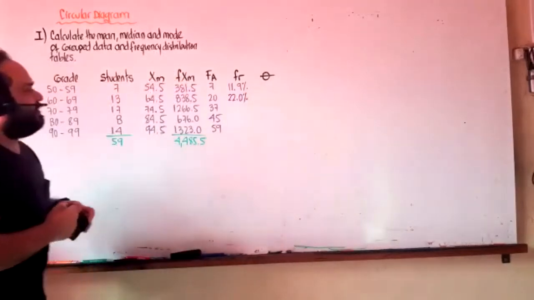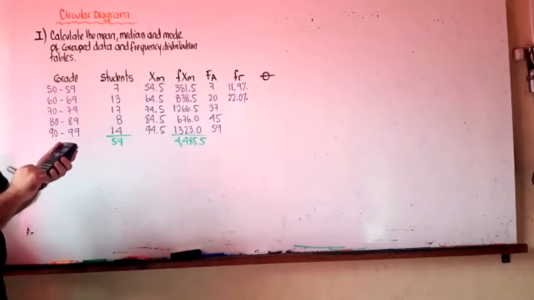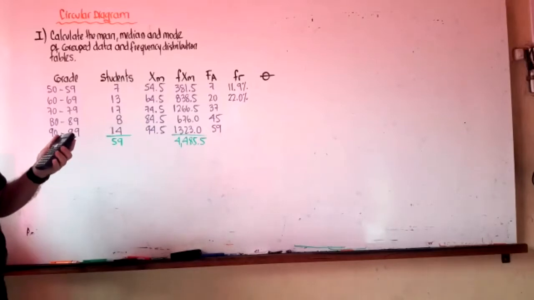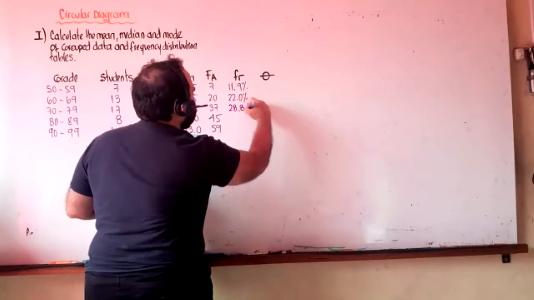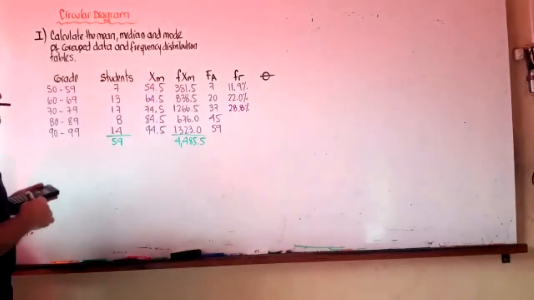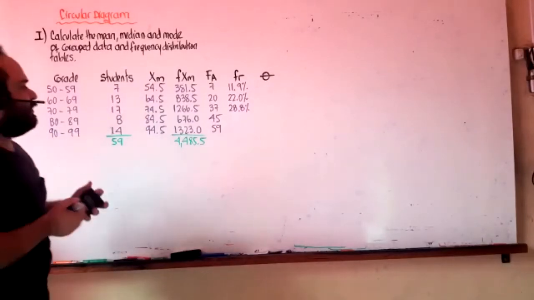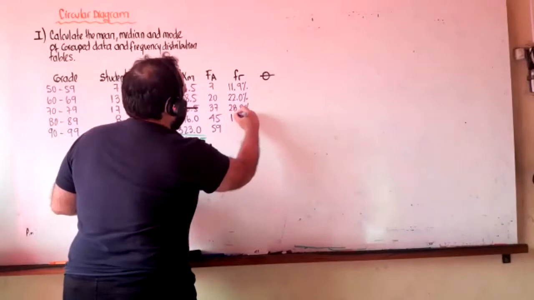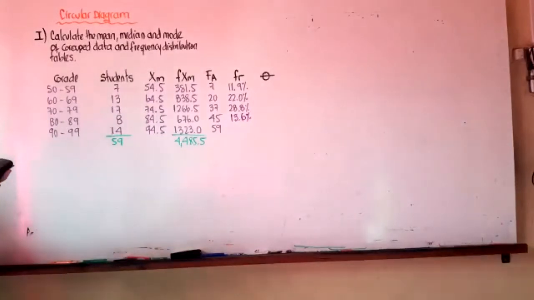Same happened with the second one. The third one, 17 divided by 59, and the result multiplied by 100 will be 28.8. Okay, another one, we have to divide 8 by 59, the result multiplied by 100, and the result will be 13.6. And the last one, 14 divided by 59, multiplied by 100, and the result will be 23.7.